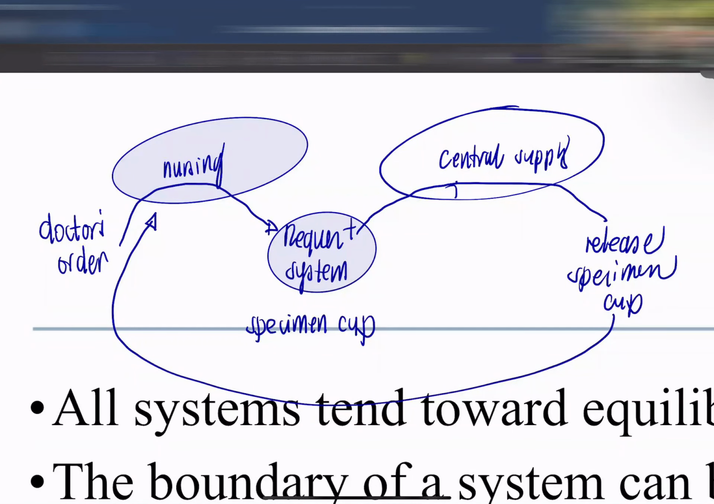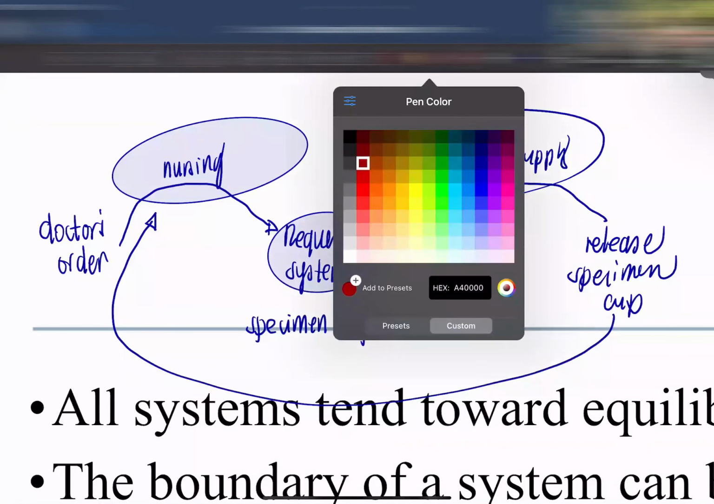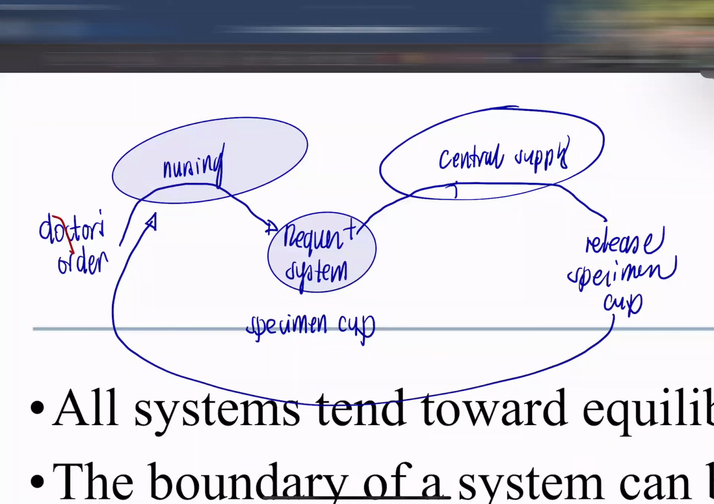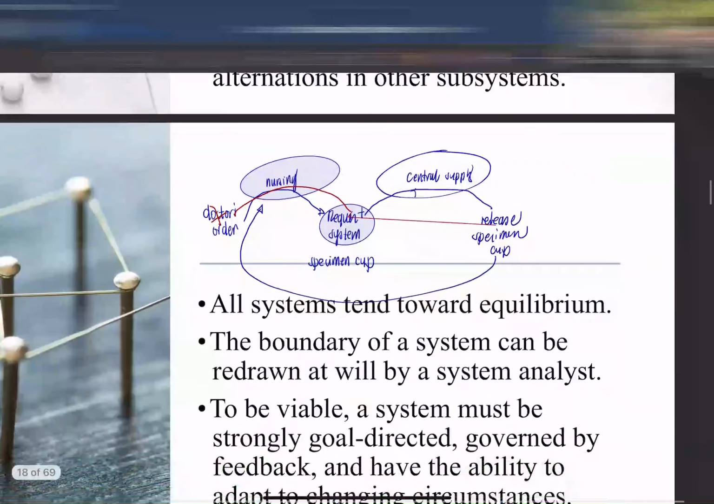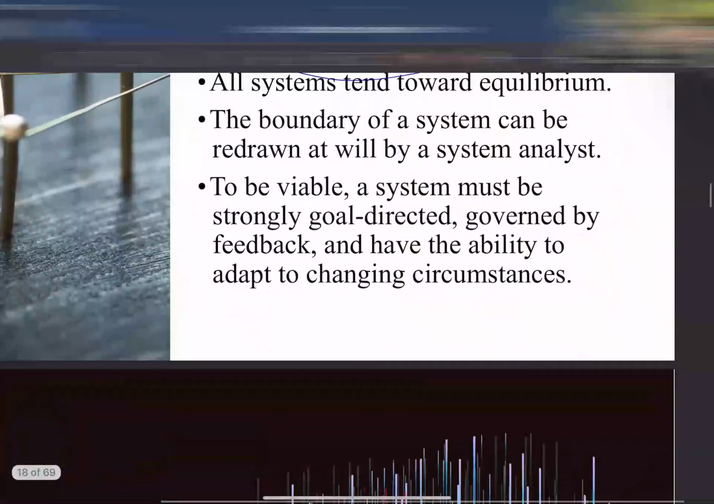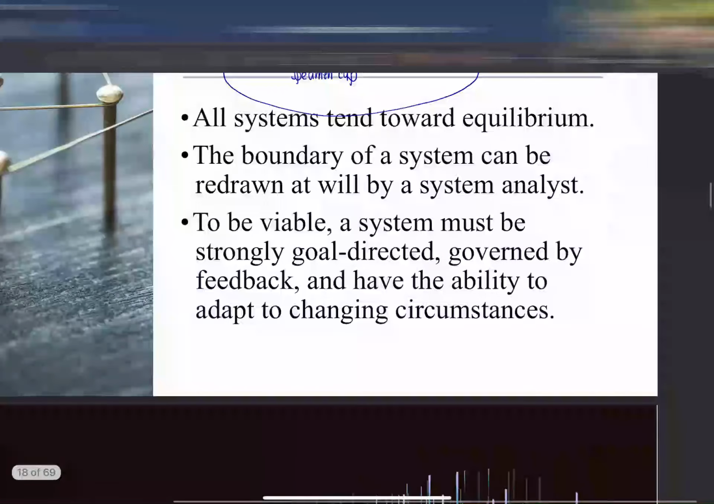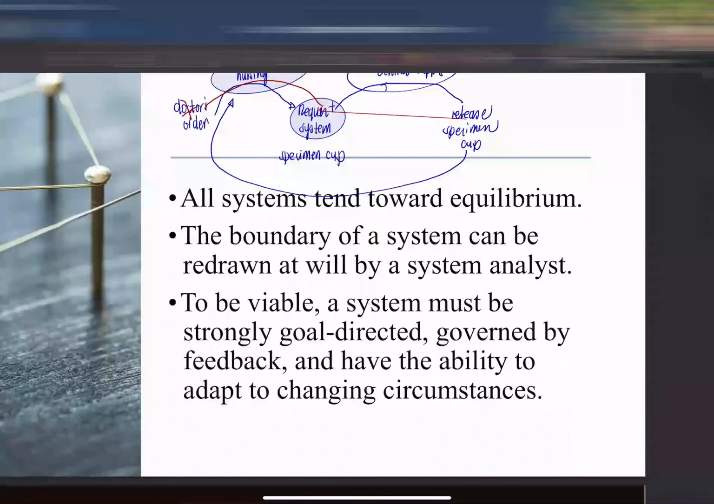So meaning class, ikaw bilang nurse, for example, nagkamali ka ng pagbasa ng doctor's order. Okay? If you made a mistake on reading the doctor's order, your input would be wrong, your request would be wrong, the central supply personnel would also be wrong. Okay? That's the main message here of the sentence. When they said that the process alterations in one require alterations also in the other systems, plus all of the systems would tend towards equilibrium.